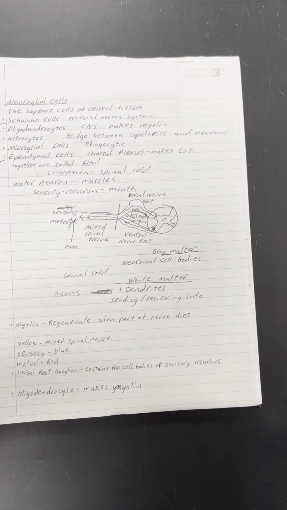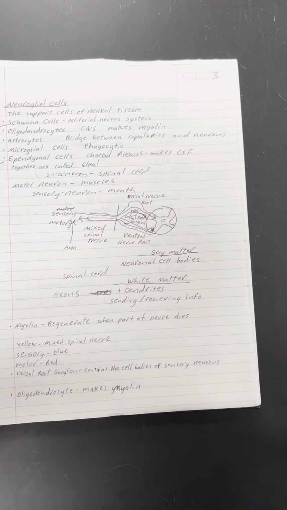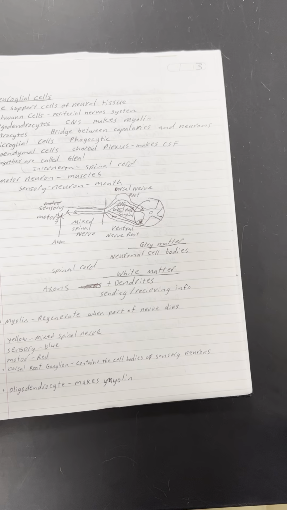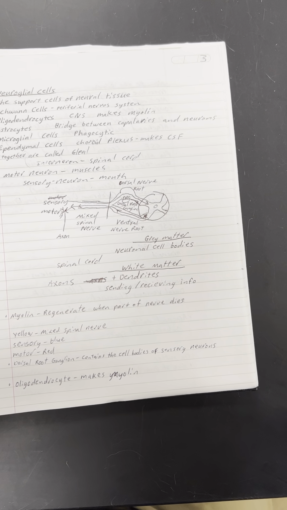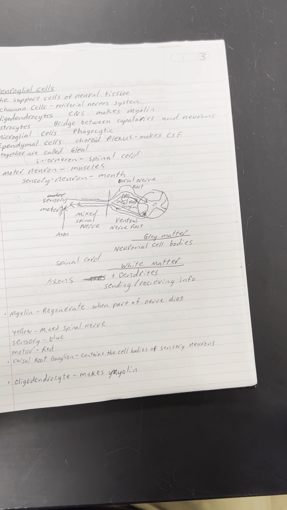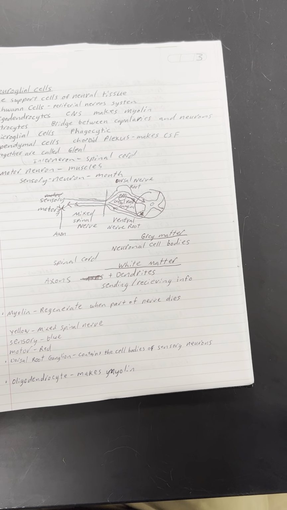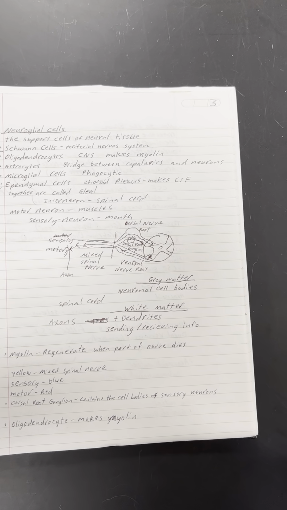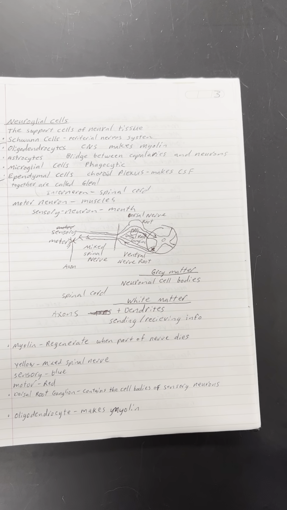Dorsal root ganglion is that kind of bump there when it comes out of the spinal cord. We have the mixed spinal nerve, where the sensory comes in and the motor goes out. That's where the pathways combine. It's called the mixed spinal nerve.